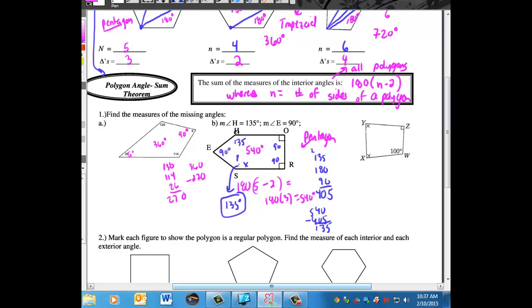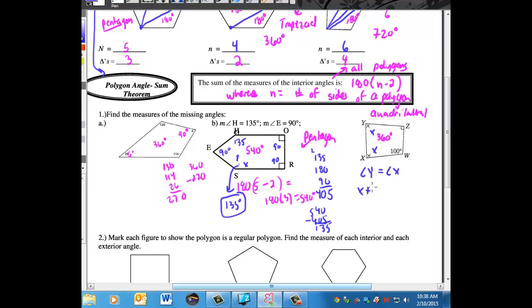Alright, next shape we have is a quadrilateral, 4 sides. So I'm going to write quadrilateral. And I always like to put what the measure of all interior angles will be for each shape, 360 degrees. Now these little marks right here mean that angle Y and angle X are congruent. Angle Y is equal to angle X by these little marks. So let's put an X and an X for an unknown.